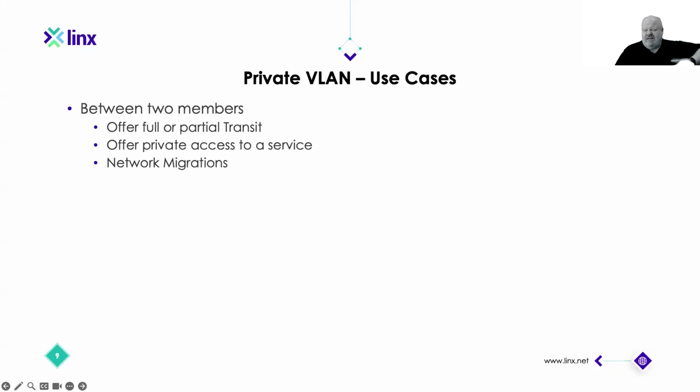Some use cases, there is an endless number of use cases. The most typical ones that we have seen so far, it's members selling either full or partial transit to other members. We all know that this has been done across the peering LAN by simply having an agreement between two members, and instead of just announcing their own prefixes, they announce to the other member either a full table or partial table.